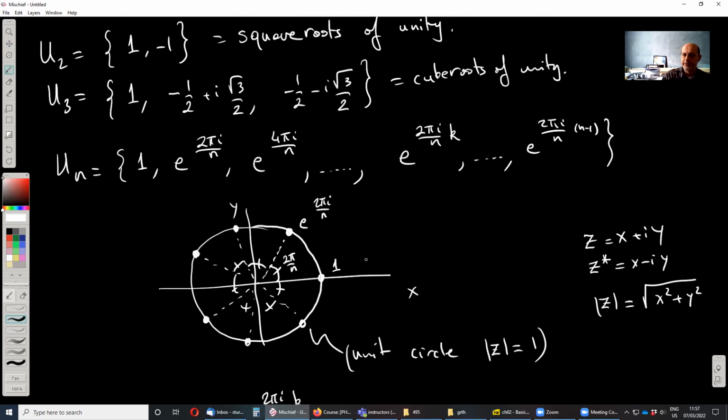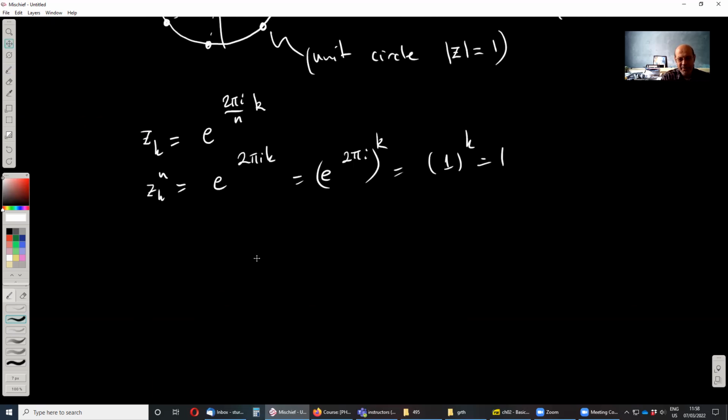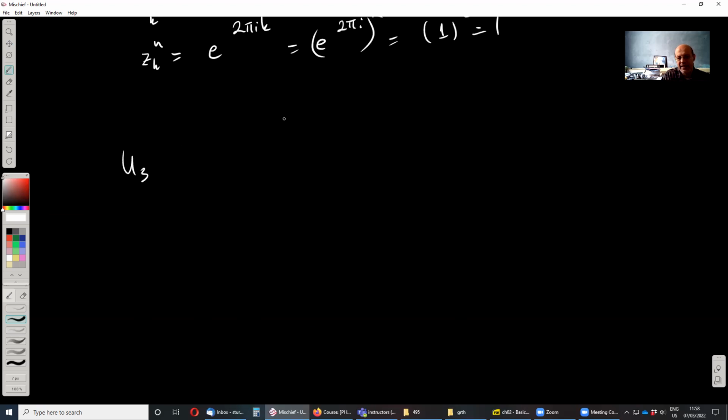So this is a group too. I mean, all of these are groups, obviously. In any case, for example, U3 would basically consist of these 3 points in here. One of them is 1. The other point is in here. This angle is 2 pi over 3 radians, or 120 degrees.